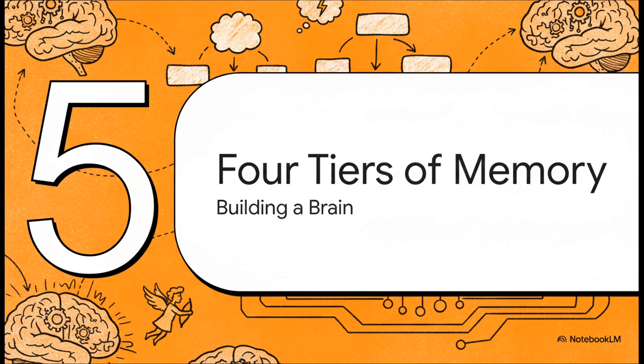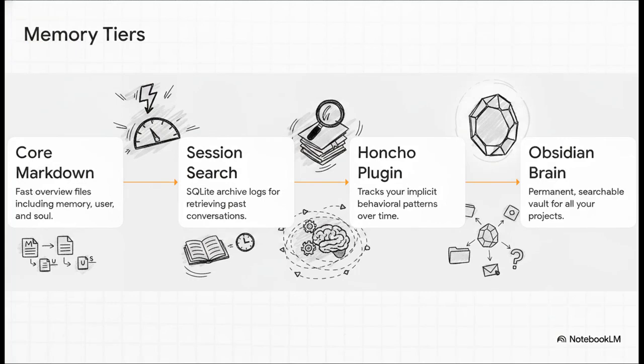Because for an AI to truly grow alongside you, it needs a serious brain. Look, if you've ever been super frustrated by an AI just forgetting things or bogging down, pay close attention to this. Tier 1 keeps the agent incredibly snappy by relying on just 3 very brief core markdown files: memory, user, and soul. Simple. Now, if it needs to recall an older conversation, it drops down to Tier 2, searching its archived session logs using a super lightweight SQLite database.